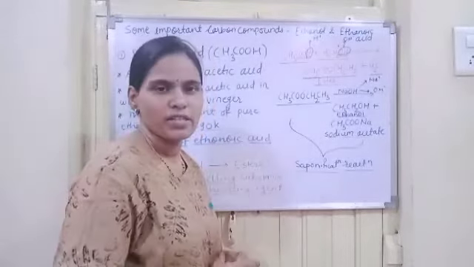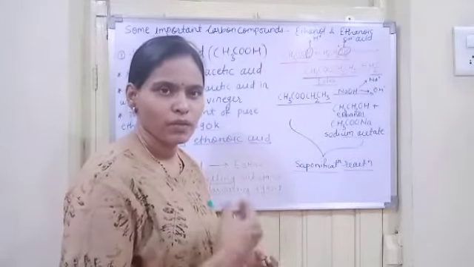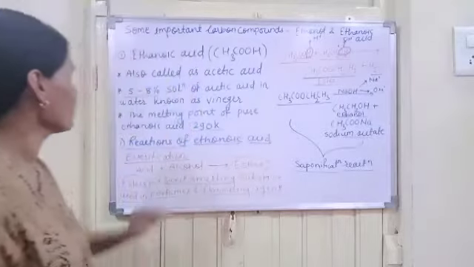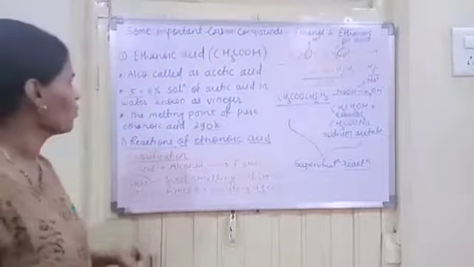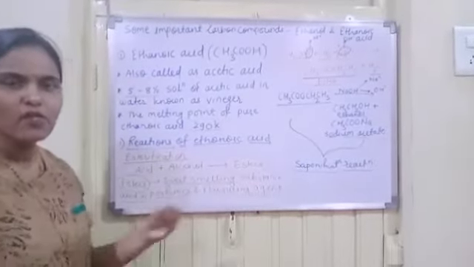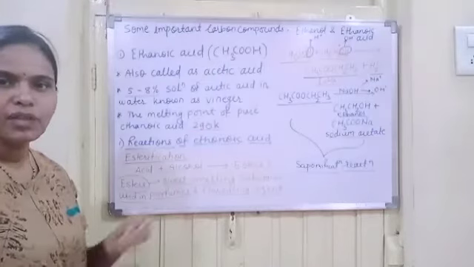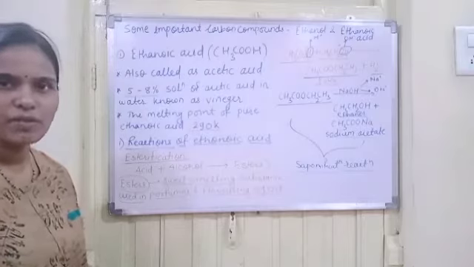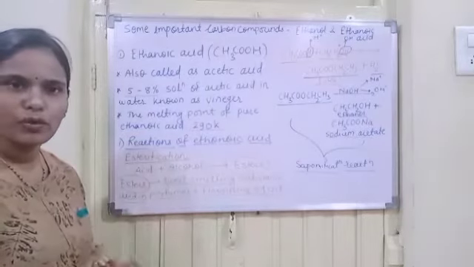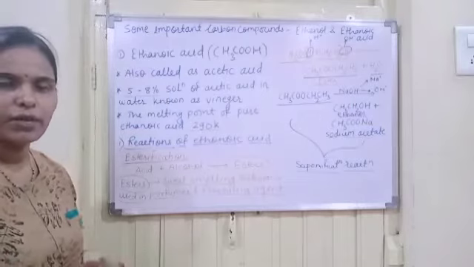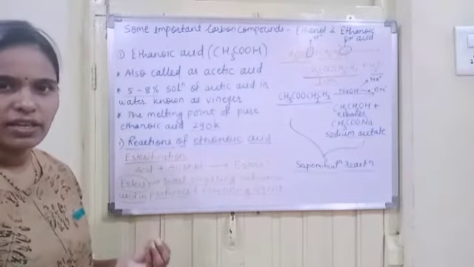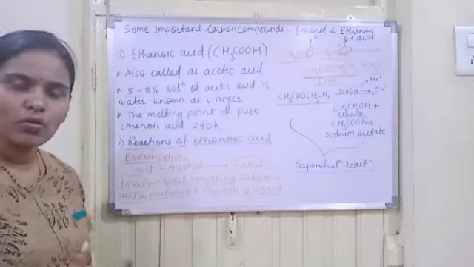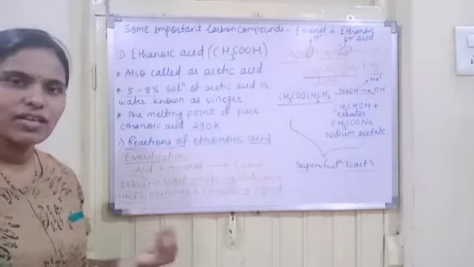Understood this? Two more reactions are also there of ethanoic acid, one with strong base and another with carbonates and bicarbonates. Prior to that, let us revise this. Ethanoic acid, that is CH3COOH, is also called acetic acid. A 5 to 8% solution of acetic acid in water is termed as vinegar. Vinegar is used as a preservative in pickles, jams, etc. The melting point of pure ethanoic acid is 290 Kelvin, hence it often freezes in winter or in cold climates. Hence it is termed as glacial acetic acid.